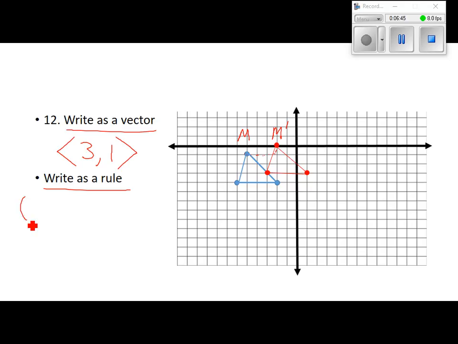Now to write the rule, remember your rules look like this. X, Y goes to something. What's this vector telling us to do to each X coordinate? Add 3. So what do I write right here in this first part? X plus 3. It's that simple. What's this vector telling us to do to each Y coordinate? Y plus 1. That's supposed to be a comma there. So this is the vector telling you how that shape's moving. This is the rule telling you how that shape's moving. That's answer number 12.